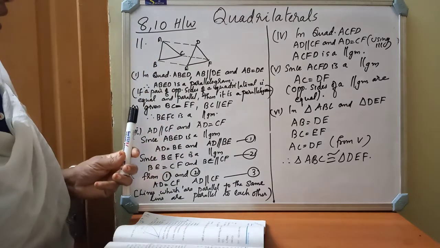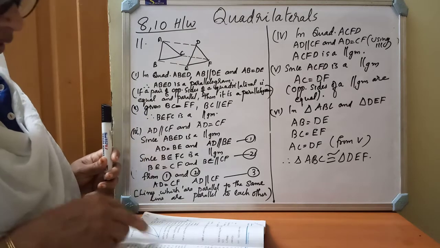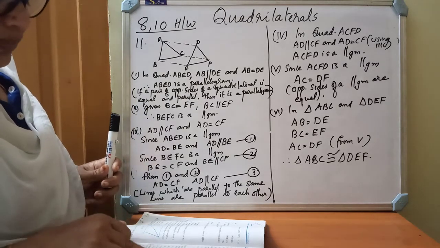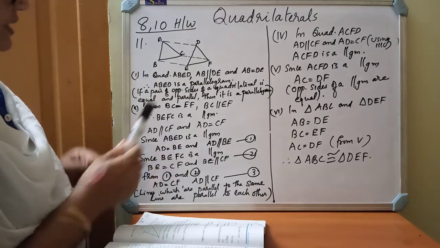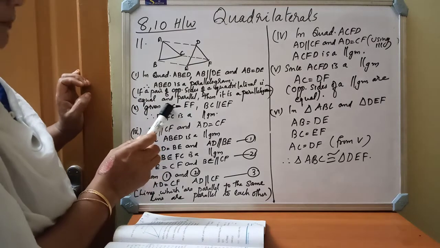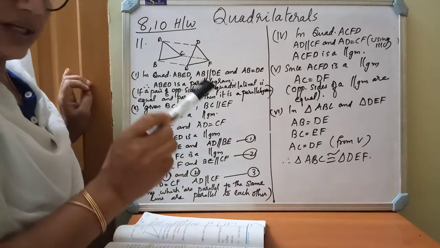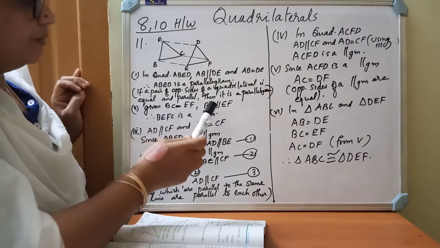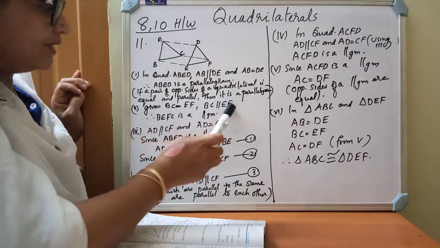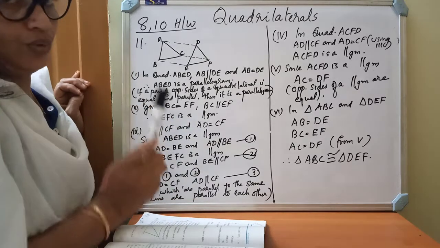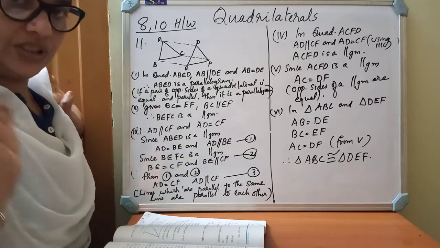Second one, what do they ask you to prove? Quadrilateral BEFC is a parallelogram. They are given in the question data BC equal to EF and BC parallel to EF. So BC equal to EF, BC parallel to EF, the same theorem we are applying here. So we can write BEFC is a parallelogram. So second part of the question is over.